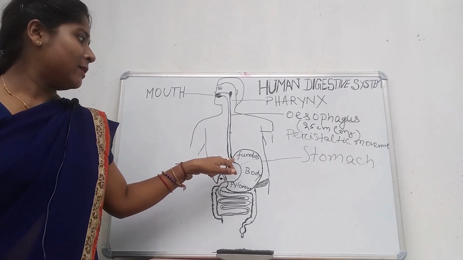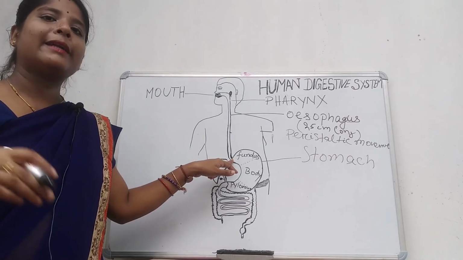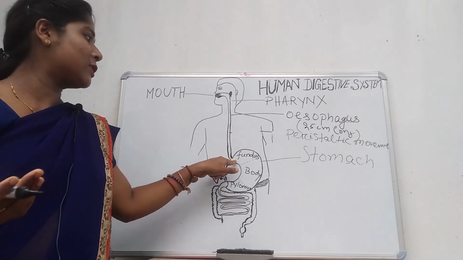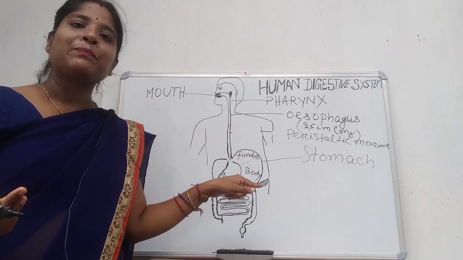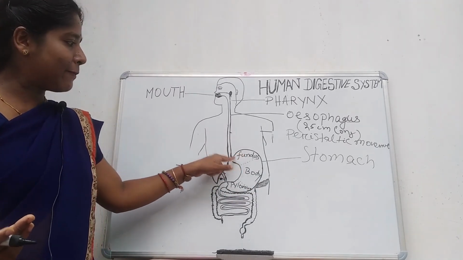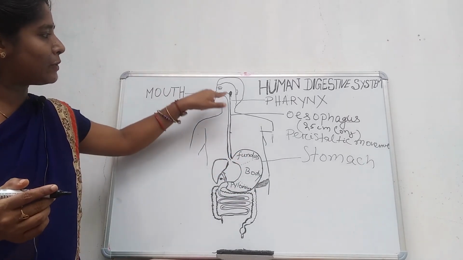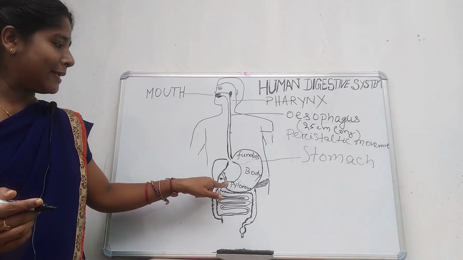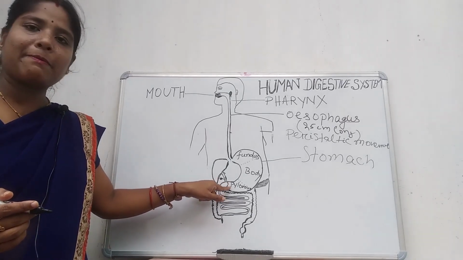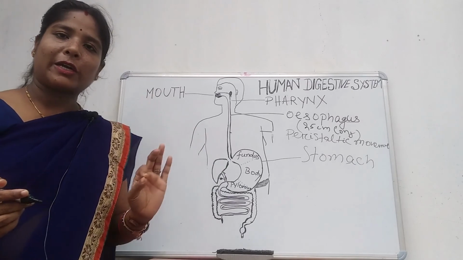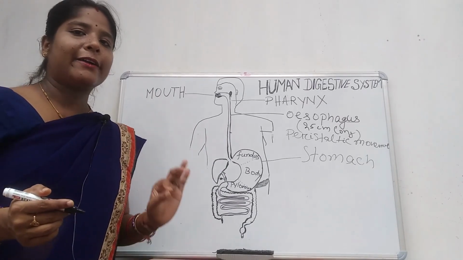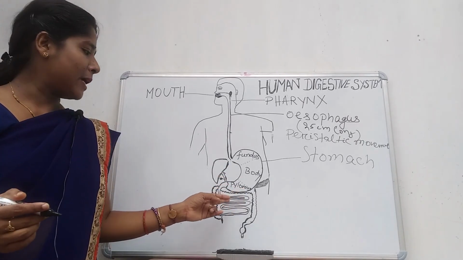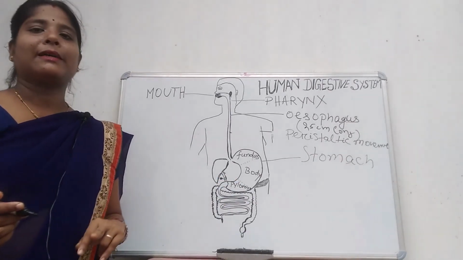So here one orifice or a door or valve is present, that is called the fundic valve, which prevents the backward flow of the food from the stomach to the esophagus. And at the last part of the pylorus, there is another orifice, called the pyloric orifice, which prevents the backward flow of food from the small intestine to the stomach.